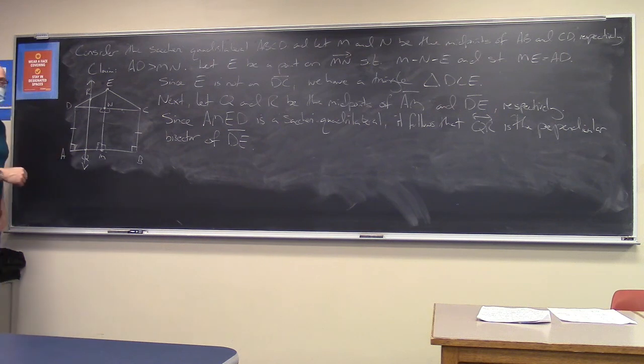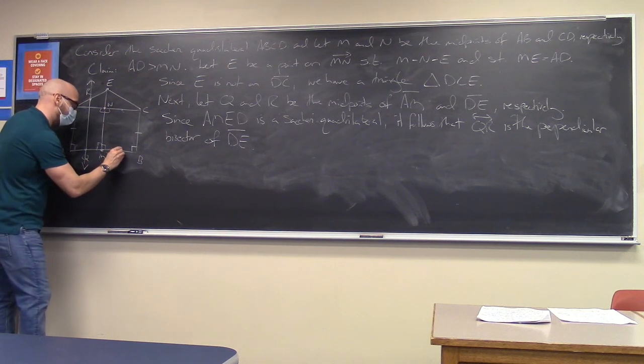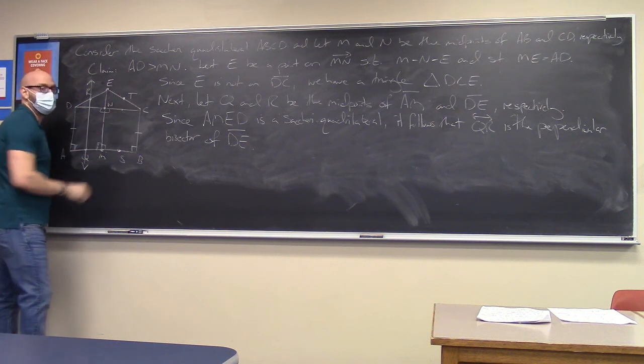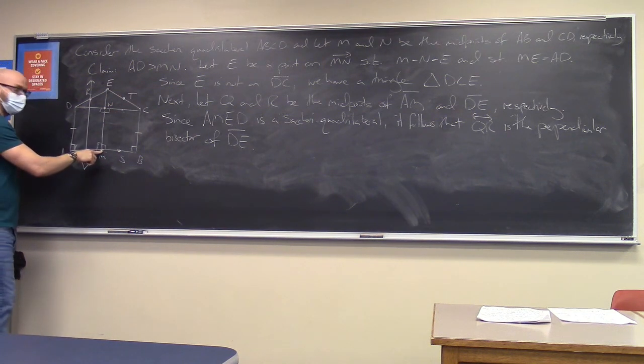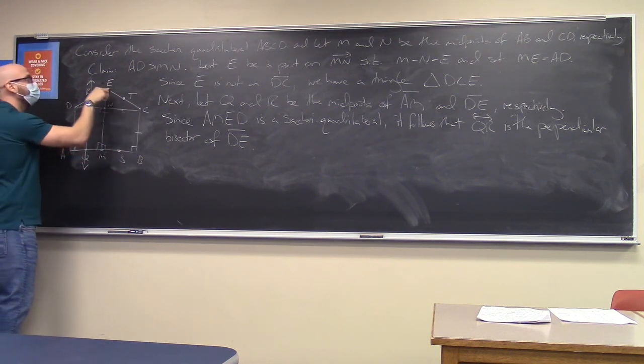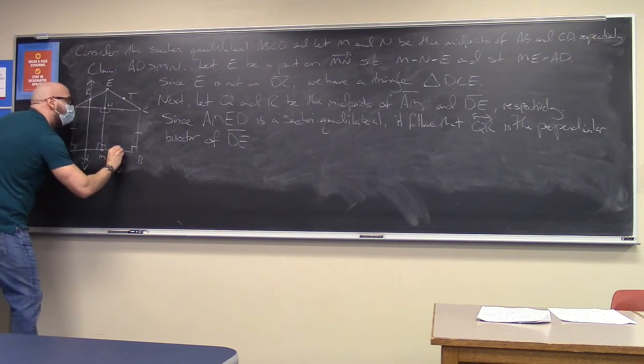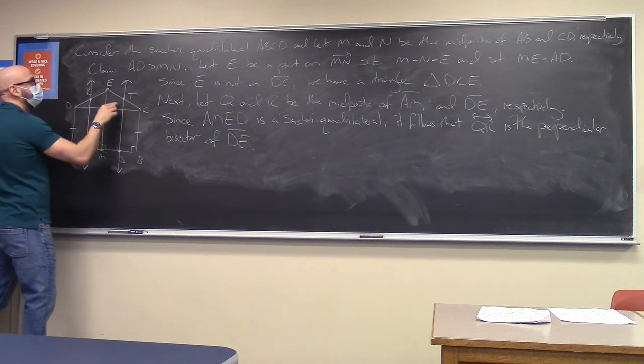Let's do the same thing on the other side. So similarly, let's call it S and T, choose those to be the midpoints. Once again, I have a security quadrilateral, MBCE. So S and T form the perpendicular bisector of CE.